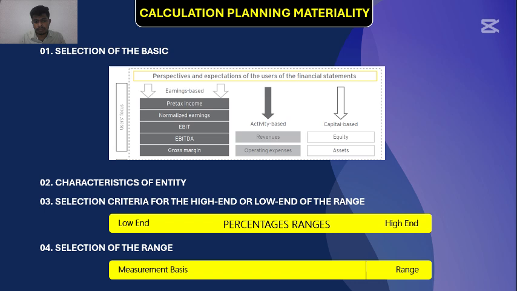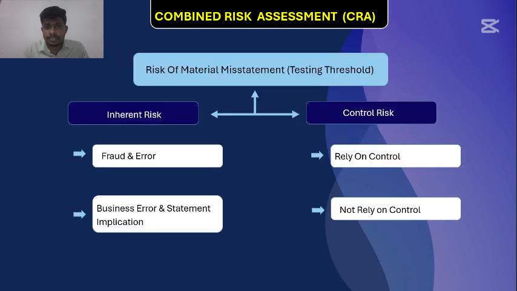Selection for the range is mainly defined as a measurement base. Measurement base is recognized as a normal range. Next, I will discuss CRA. CRA is combined risk assessment, the risk of material misstatement. CRA is mainly divided into two parts: inherent risk and control risk.